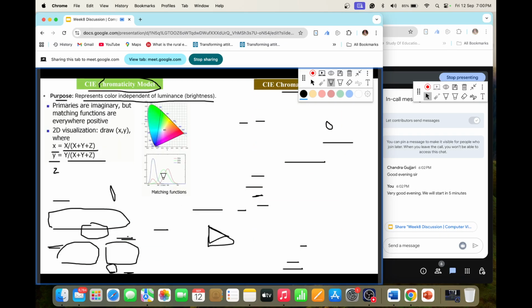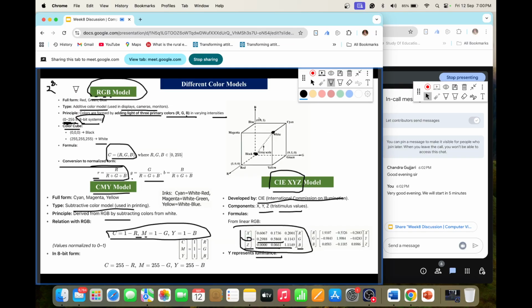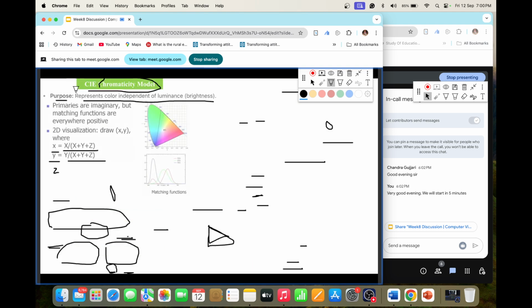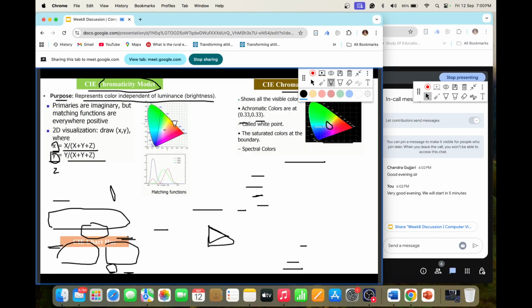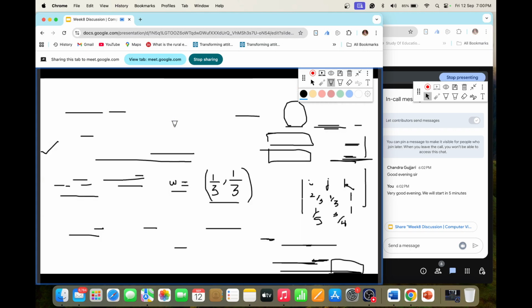Again, perceptual also means RGB cannot be plotted in a chart, but CIE chromaticity can be plotted in a chart if we just get the small x, small y value. We can do the 2D visualization. So for that also, this is known as perceptual. And then uniform, that is already explained.